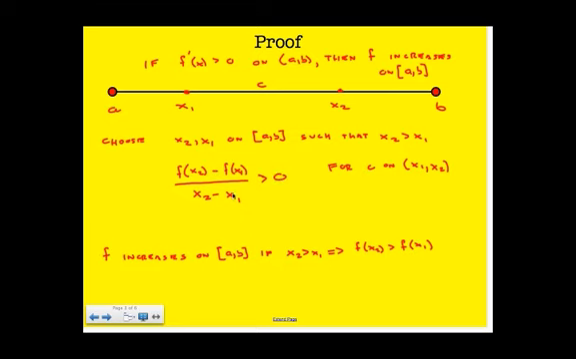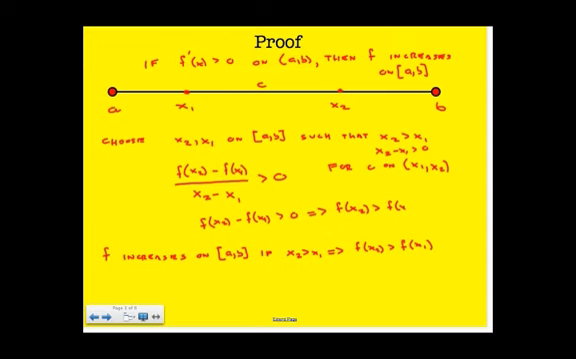x2 minus x1, what do we know about that? Well, if x2 is greater than x1, then x2 minus x1 has to be positive. So I can multiply both sides by this number, and I don't have to flip the sign. And this is never going to be 0 because x2 is bigger than x1. So if I multiply both sides by x2 minus x1, that gives me that f of x2 minus f of x1 is greater than 0, which means f of x2 is bigger than f of x1.